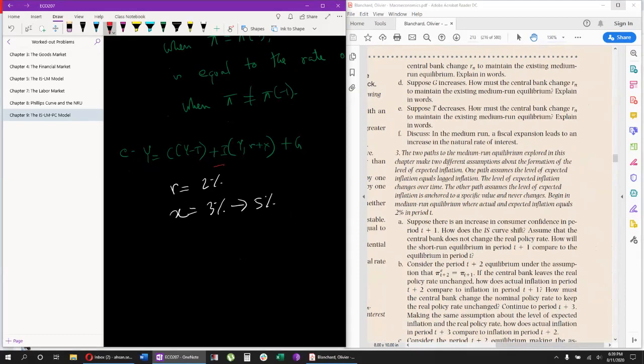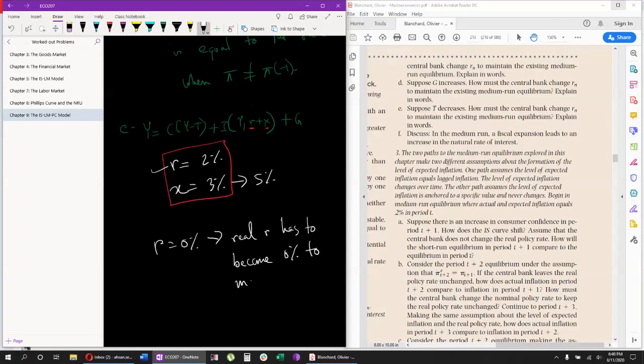Okay, we are in an equilibrium in this scenario. So r is 2, x is 3. And then x goes up to 5. So it goes up by 2 percentage points. As a result, what do we do to r? r has to come down. So r has to go down to 0%, which means that the real interest rate has to become 0% to maintain the equilibrium. That's pretty straightforward.